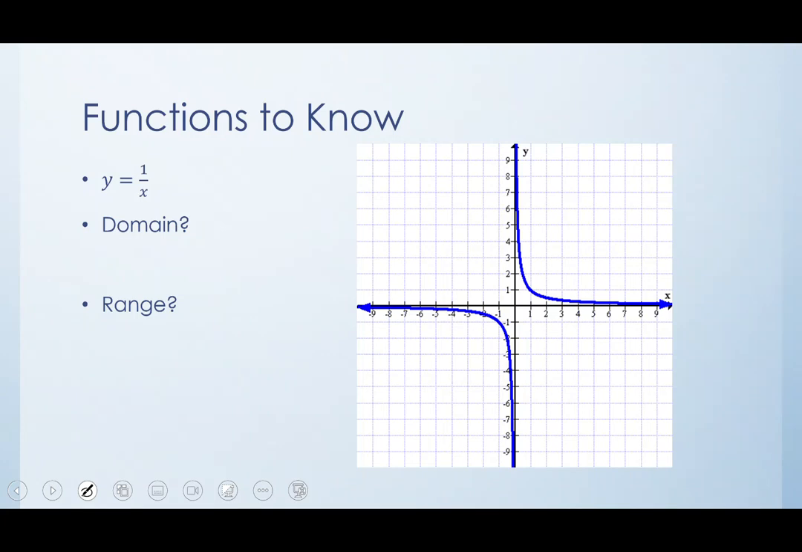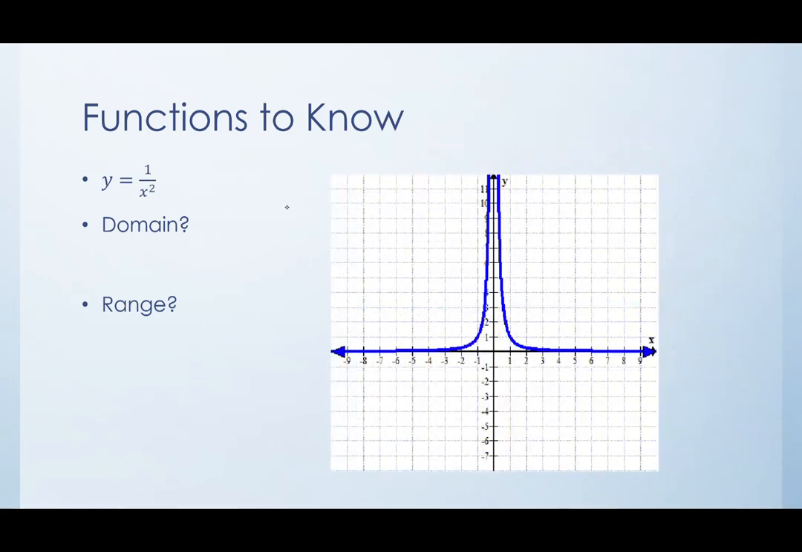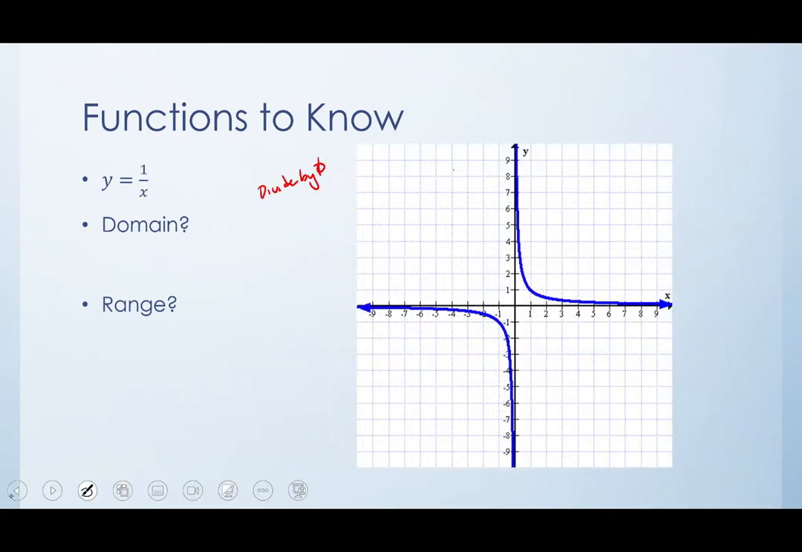Okay, so now we kind of get into the rational functions. So I don't know that this one has a specific name, it's just 1 over x. And of course, this one does have a divide by 0 issue, right? And that's going to happen when x is equal to 0. So we've got to throw that out of the domain.